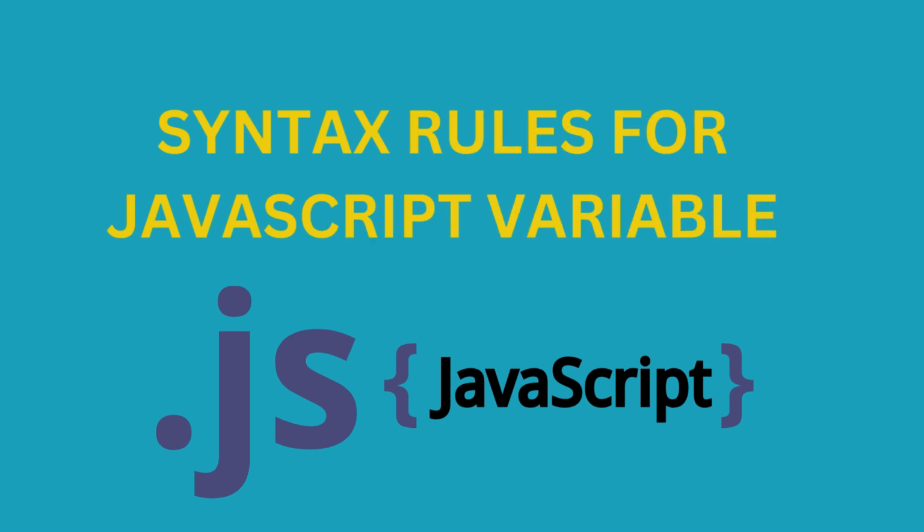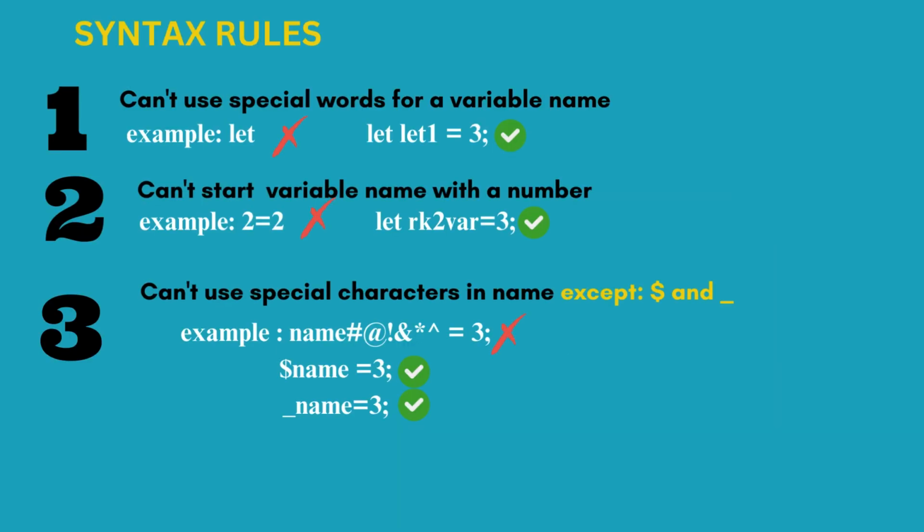Syntax rules for JavaScript variable. There are some rules for assigning a JavaScript variable. First rule is 1. Can't use special words for a variable name. Example, let. There are some special words like let, var, etc. in JavaScript. We can't use these words for naming a variable. Let equals 3, wrong. But we can use let with some numbers like let1 equals 3. We can use number as postfix to name a variable.